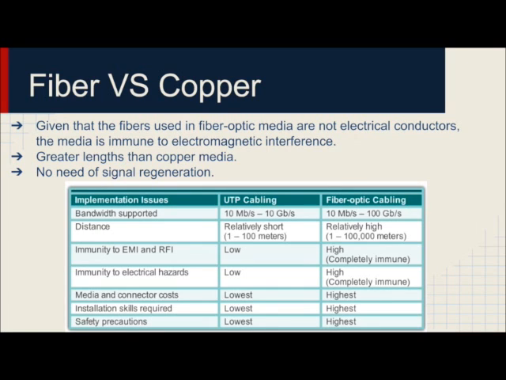Fiber versus copper. Given that the fibers used in fiber optic media are not electrical conductors, the media is immune to electromagnetic interference. Greater length than copper media. No need of signal regeneration.